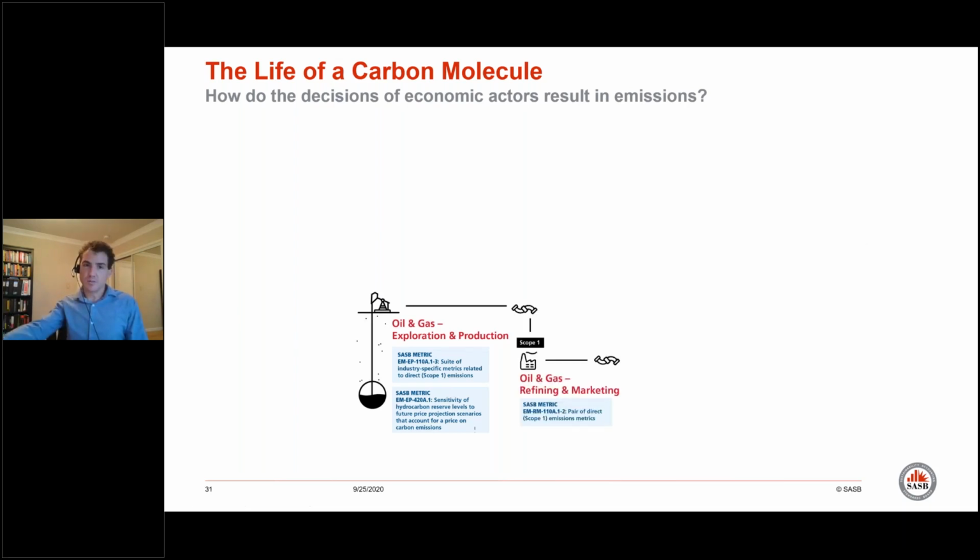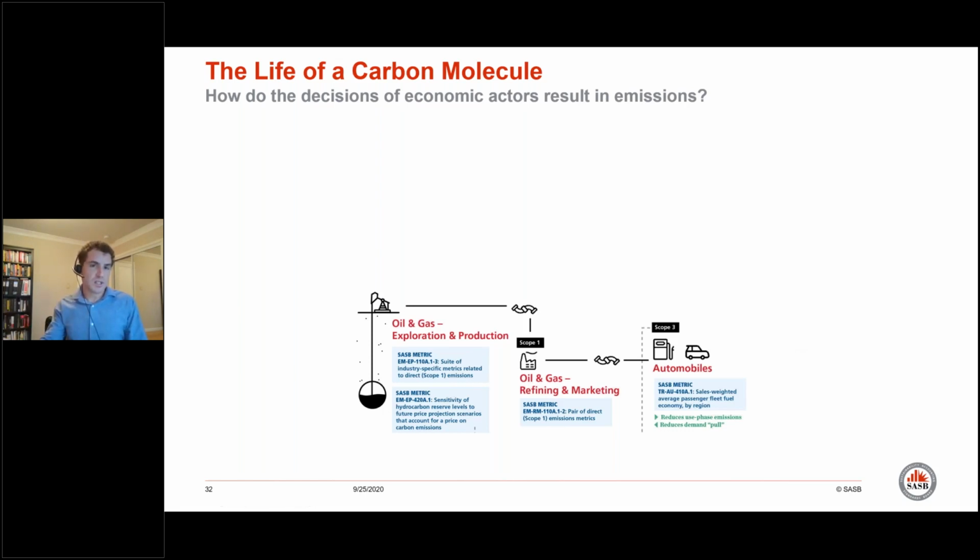Now let's move a little further downstream to the refining industry. Again, the refiner generates emissions due to the energy required to refine hydrocarbons, and these emissions are impacted based on the decisions the refiner makes. For example, what type of crude it sources and the varying level of energy required to process that crude into fuel. Now we don't show it here, but we also have a metric that describes the extent to which a refiner has opted to produce renewable fuels, another possible climate mitigation strategy.